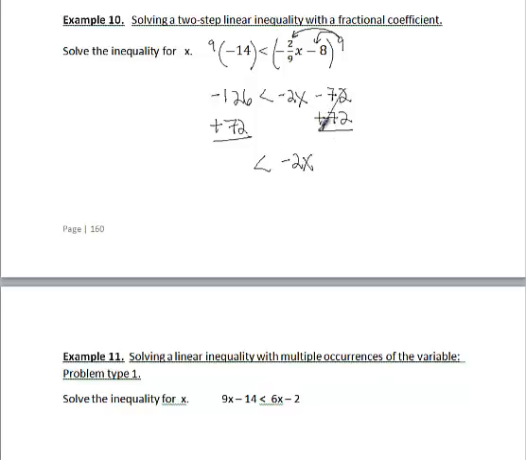72 cancels on the right. We bring down the negative 2x. Negative 126 plus 72 would be, let's see, 28, and 26 would give me 54. And it would be negative.